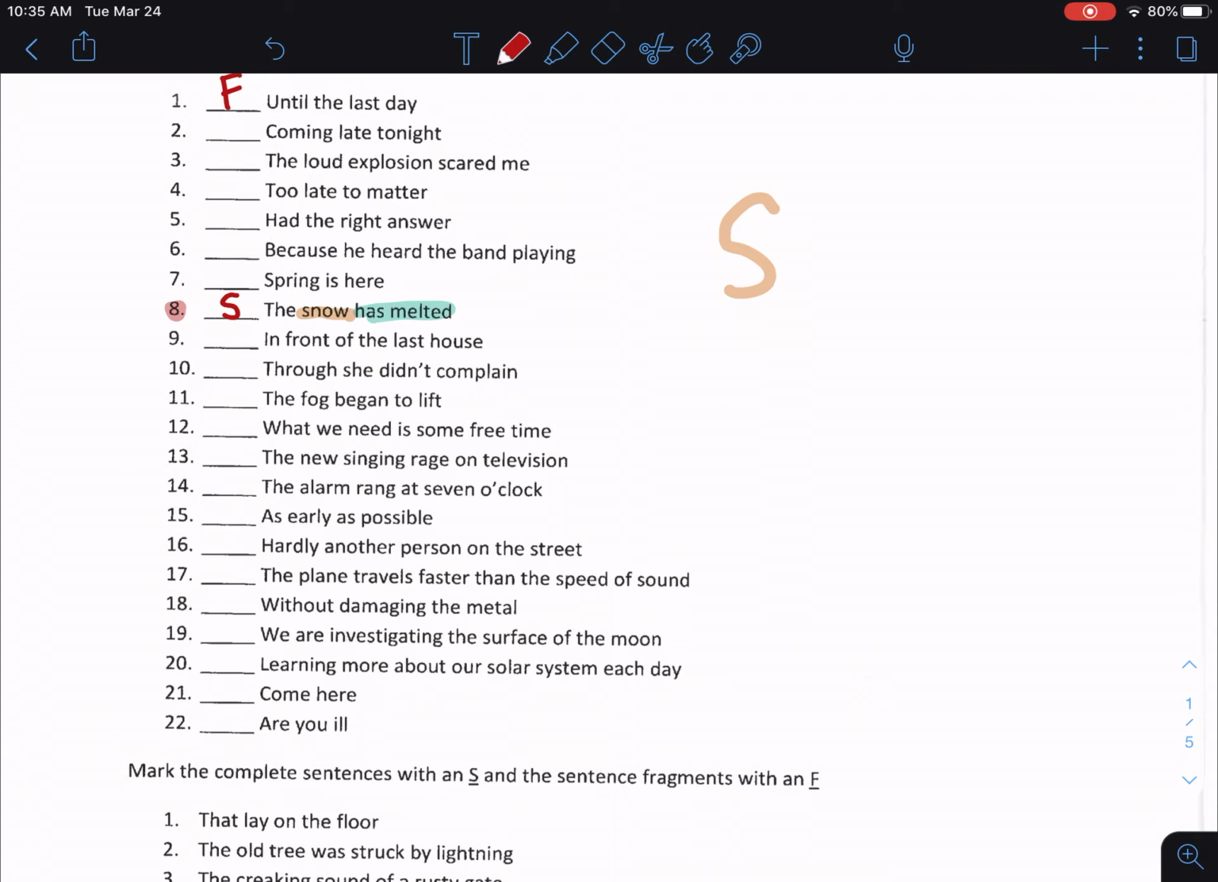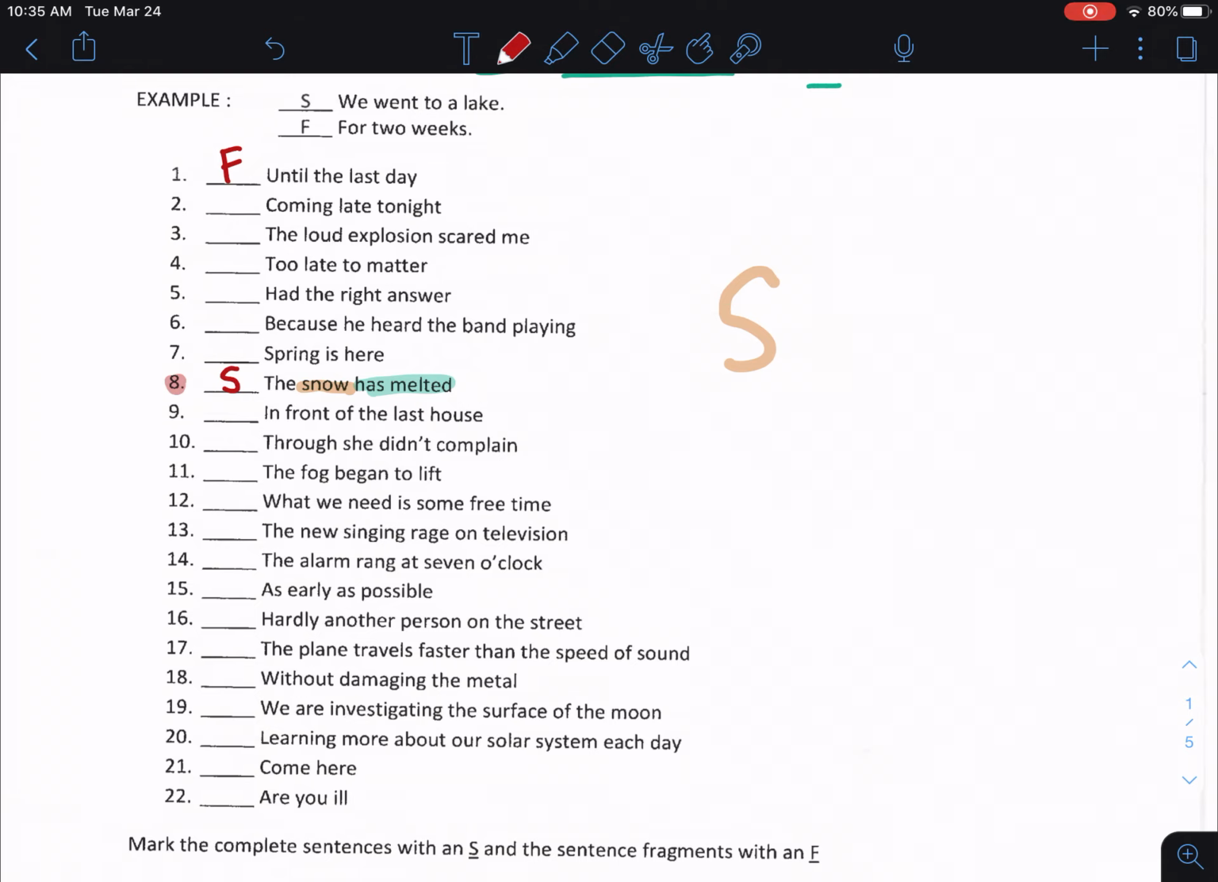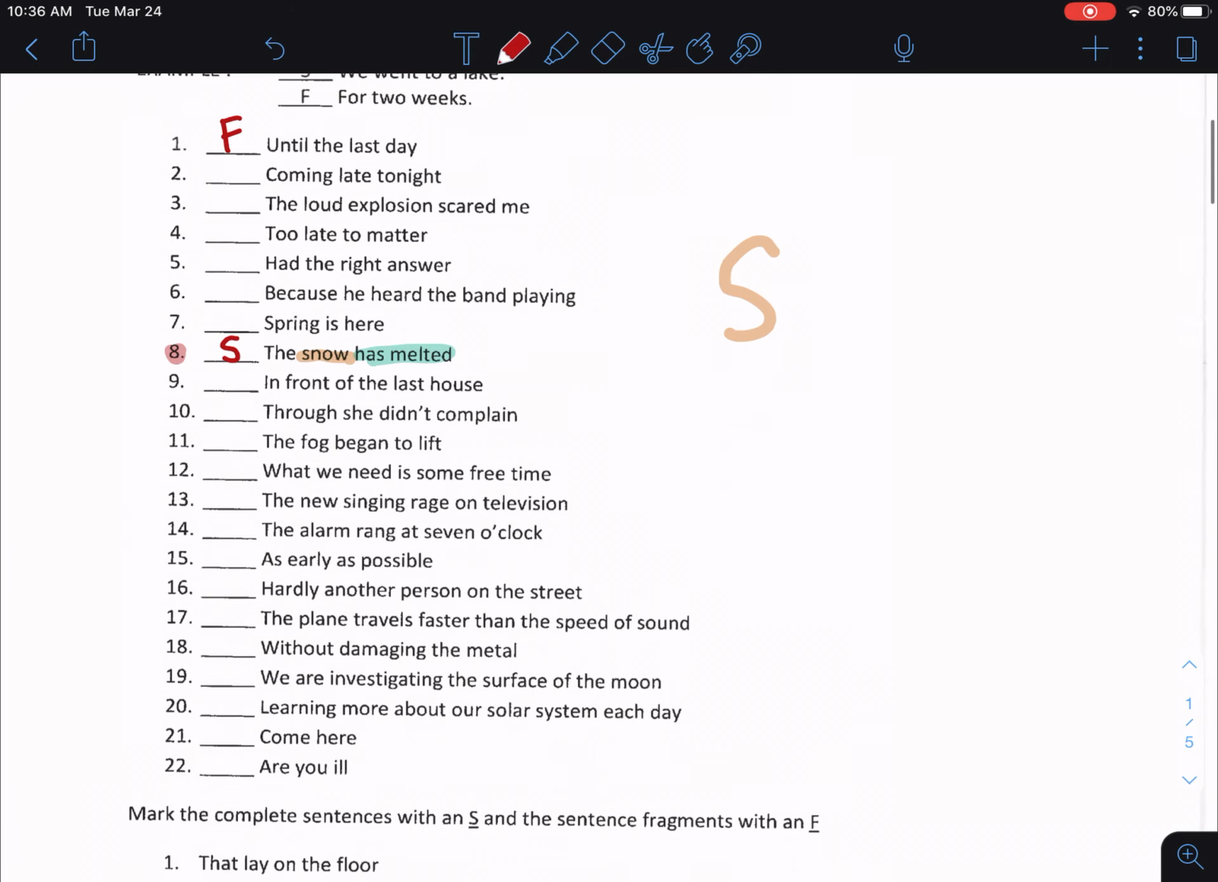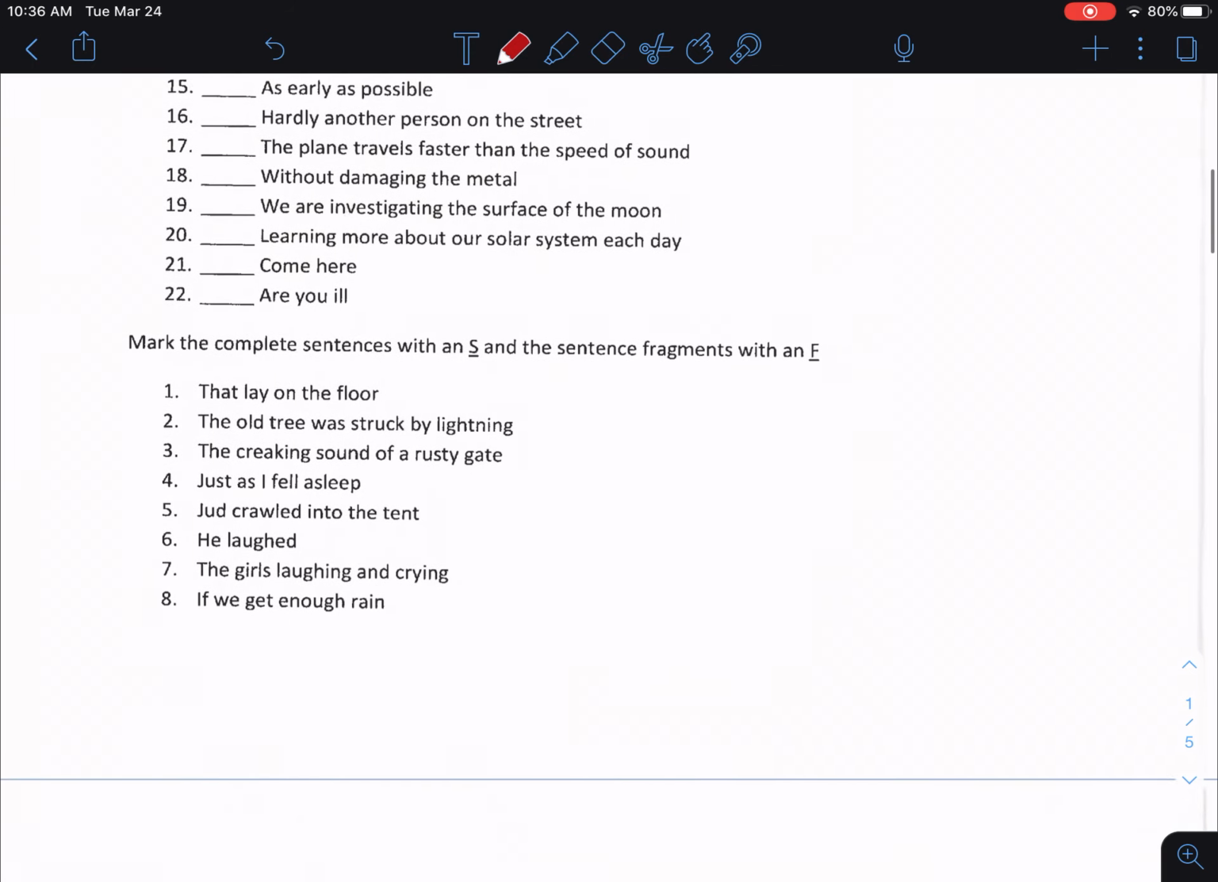Now what I want you to do is go ahead, pause the video, do 1 through 22. I've already done 2 for you, so you've got 20. Pretty easy. S for complete sentence, F for fragment. Pause the video, do that, and then come back to me.